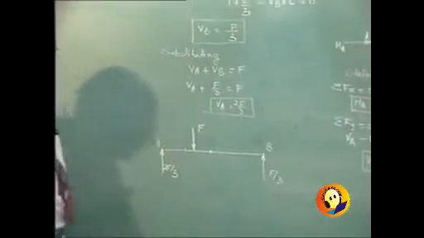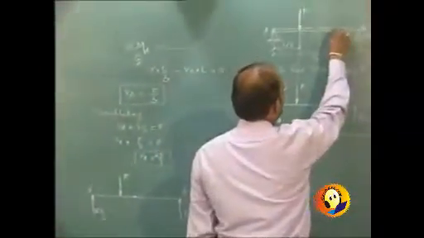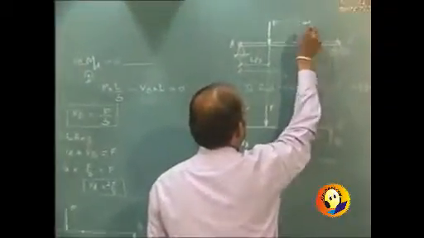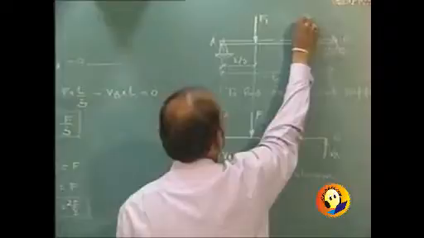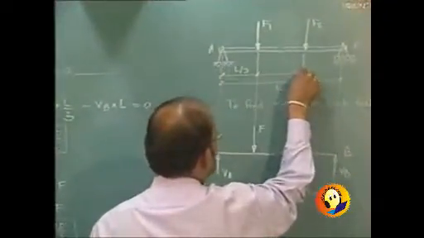What will happen if there are multiple forces acting at the same beam? Say there is one more force. So this was F1, say, and this is F2, which is acting again at a distance equal to L by 3.